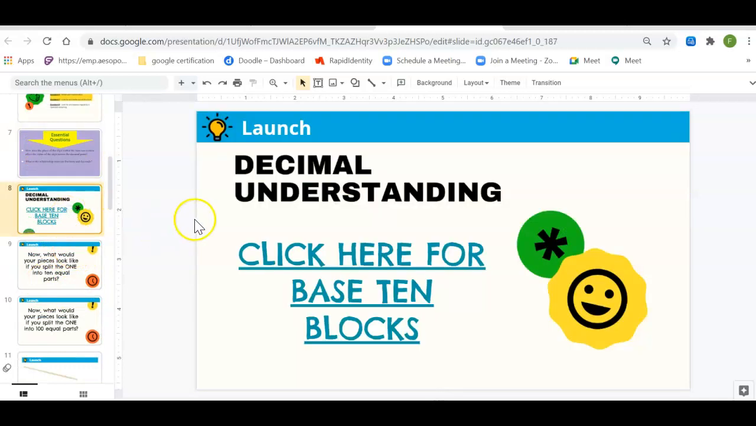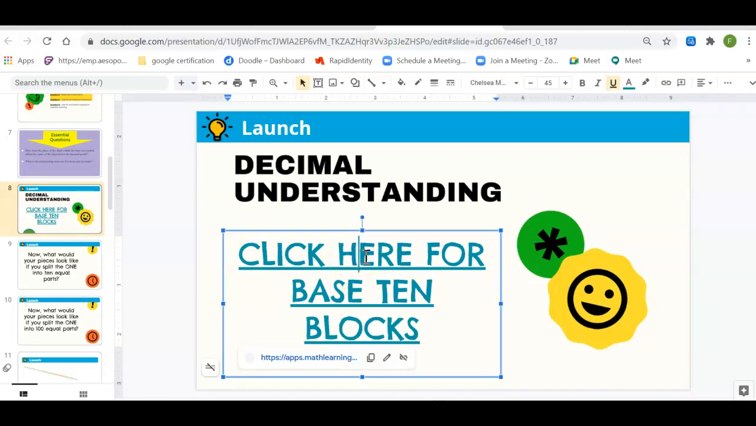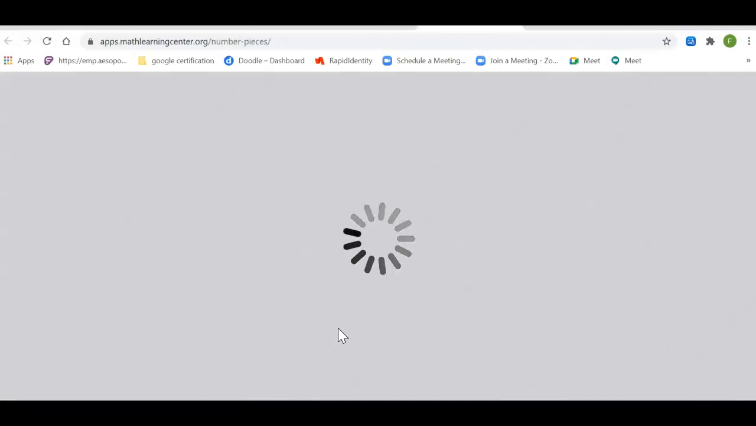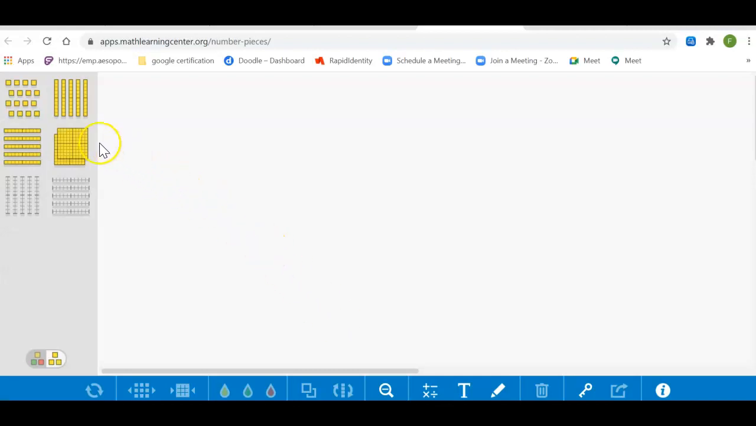So on our very next slide, decimal understanding. We're going to click here to bring up our base 10 blocks. You can watch me first, and then I'm going to get you to go back and click on this part to bring up our base 10 blocks. Of course, you've got the flats, the rods, and the units. The flats represent 100, the rods represent 10, and the units represent 1.